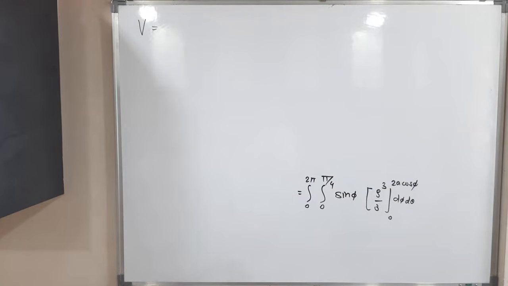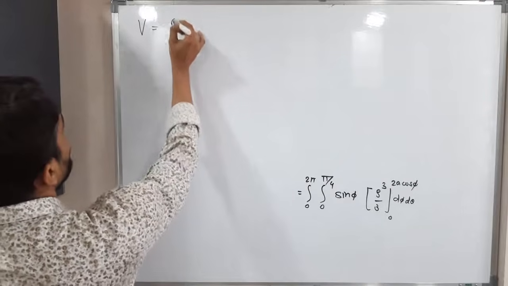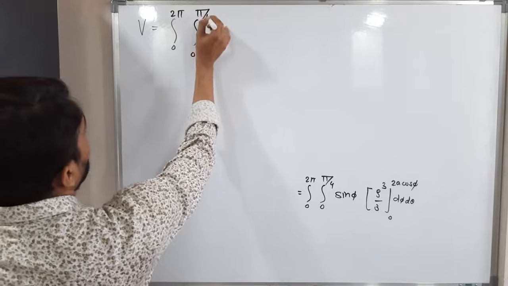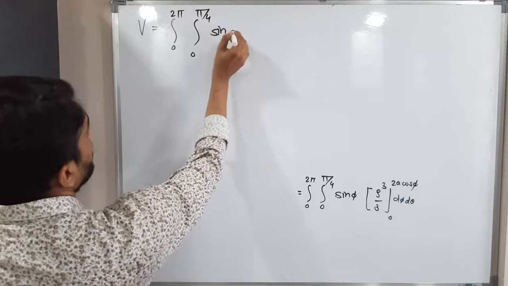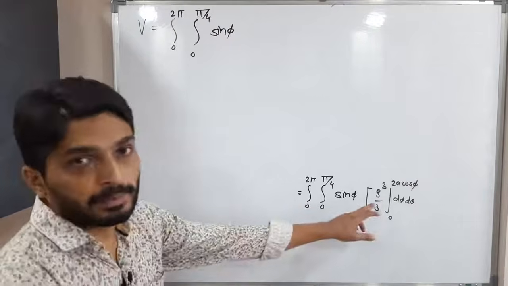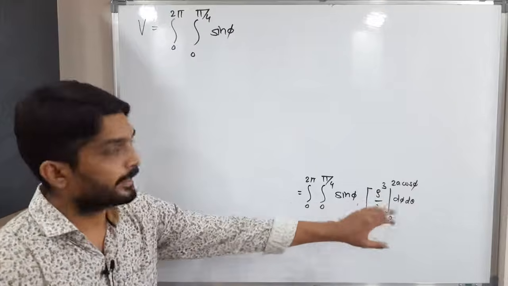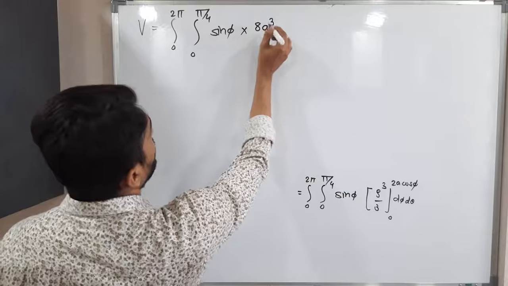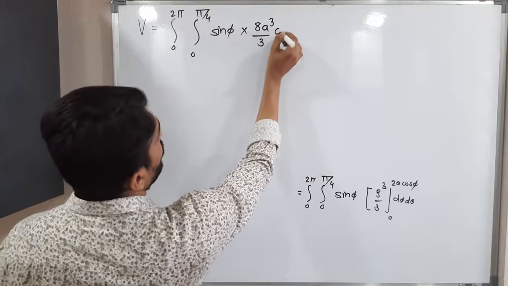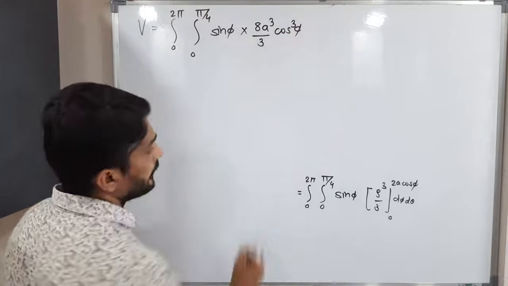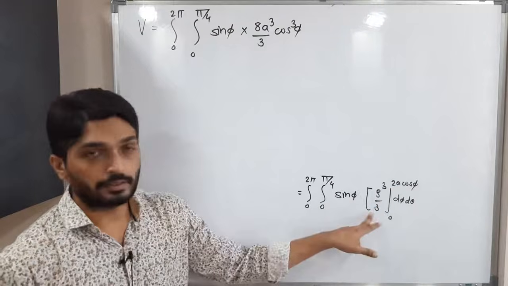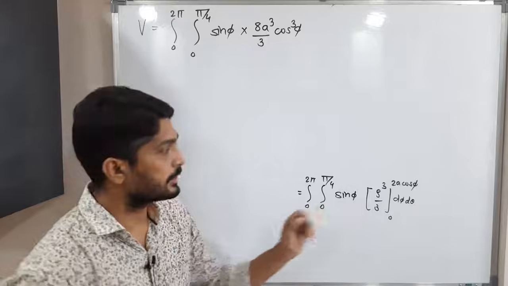Okay, so yes, integration 0 to 2 pi, integration 0 to pi by 4, and what we have is sin phi. We have to put the upper limit. So yes, cube is there, so we have to take the cube of every term. That means 8a cube by 3 cos cube phi. If I put the upper limit, 8a cube cos cube phi by 3. If I put the lower limit 0, we will have 0.